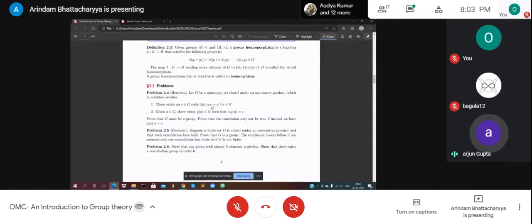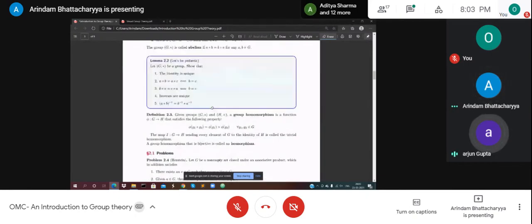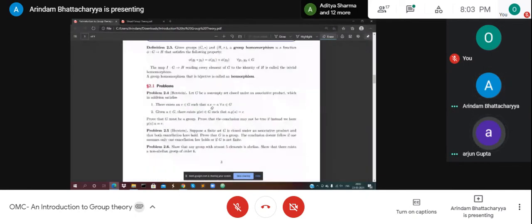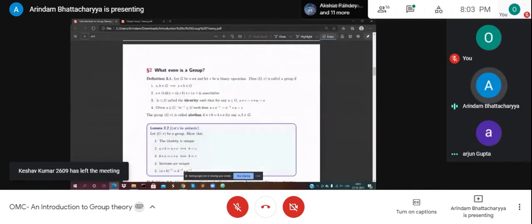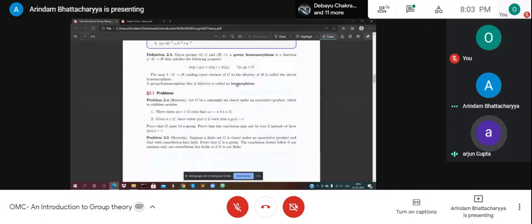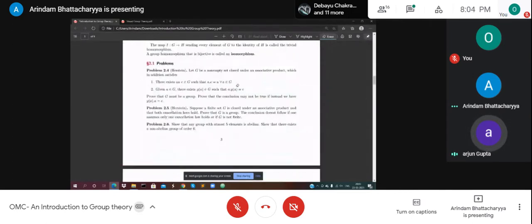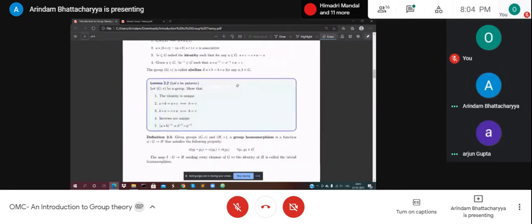And what does that line mean? The set closed under associative product. This means that the product is associative, and closed is this property: if A and B are in G, then A star B is in G. Okay, so only property 3 is a bit modified. Both 3 and 4 are modified.